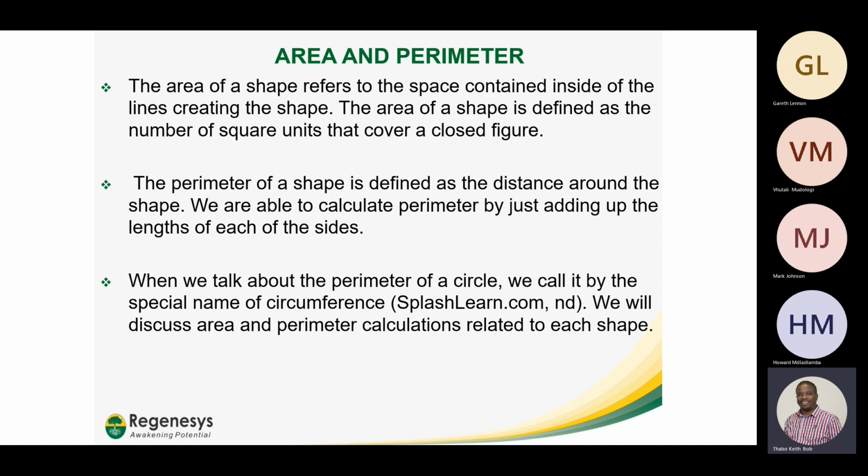Okay, in the interest of that, let us look at the area and the parameters in the project implementation, where the area of a shape refers to the space contained inside of the lines creating the shape. The area of a shape is defined as the number of square units that covers a closed figure. So sometimes you will be confronted with that, where you need to cover the area in relation to your project. And the parameter of a shape is defined as the distance around the shape.